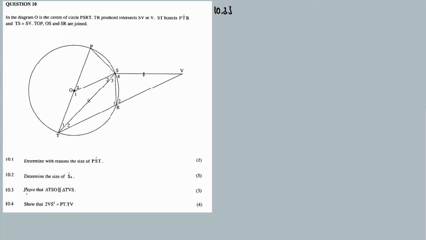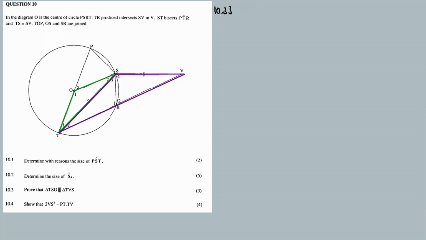10.3. Prove that triangle TSO is similar to triangle TVS. Let's highlight these triangles now. Should I use purple or blue or green? Let's use green. TSO is a triangle. Then a triangle TSV. Let's use a purple one. TSV is a triangle.